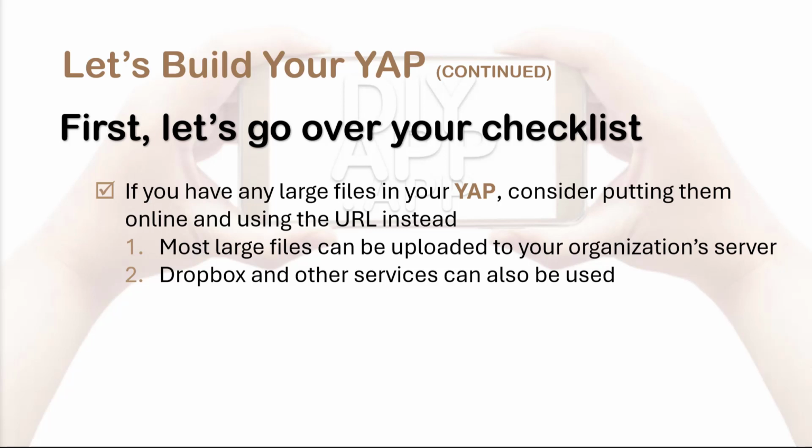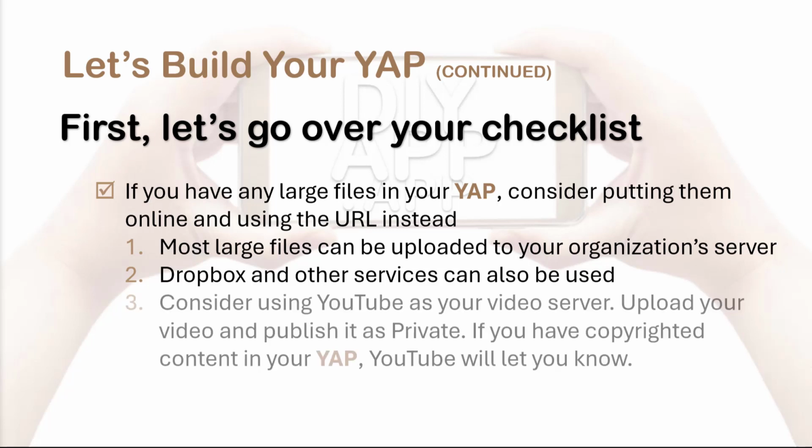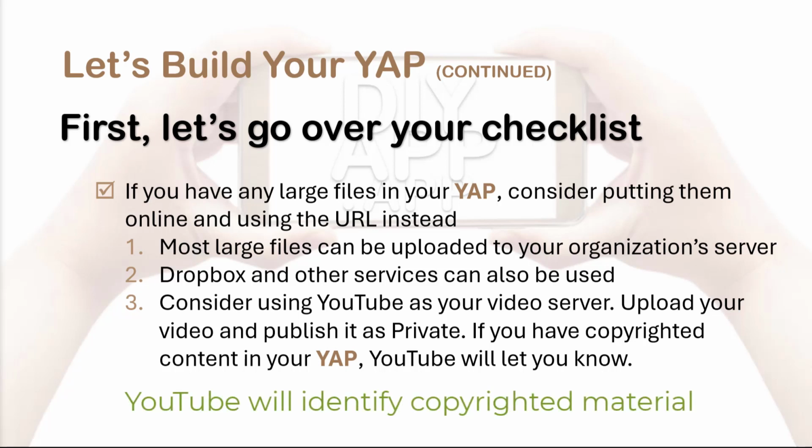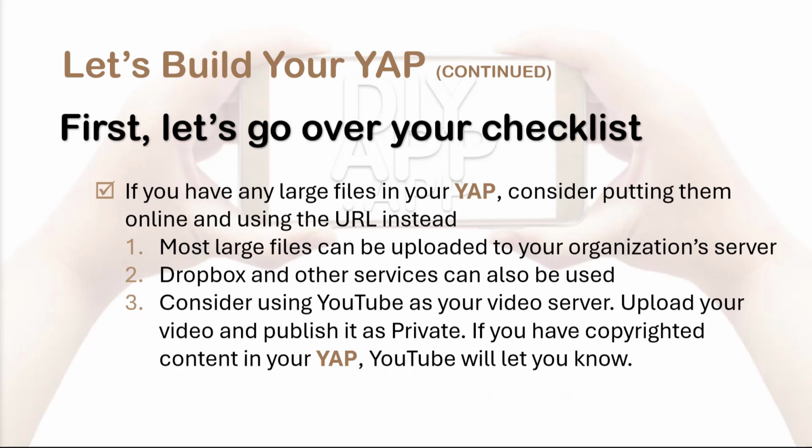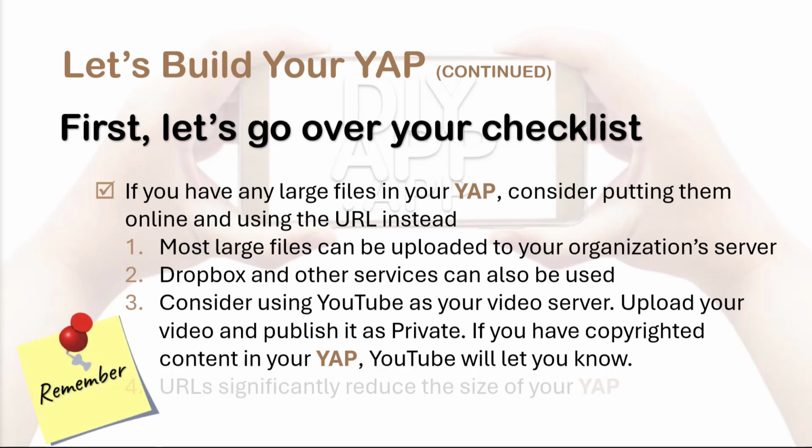Consider using YouTube as your video server. You can upload a video to YouTube and mark it as private or just don't publish it, and it will be there when you need it, and you'll have a URL where you can access it. And one side benefit to this is if there is copyrighted information in your video, YouTube will point it out. At least you will know it. And remember, URLs significantly reduce the size of your YAPP. That's why we use them. It keeps the YAPP smaller and makes it easier to share content.